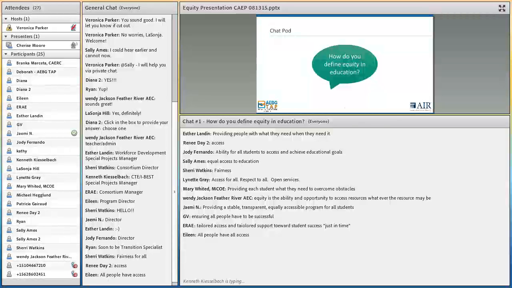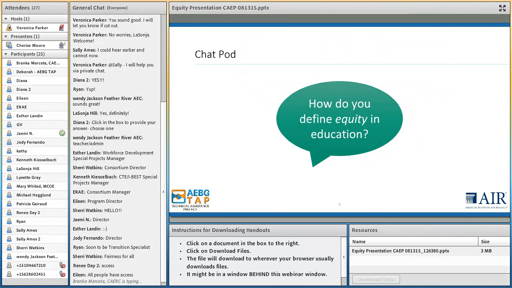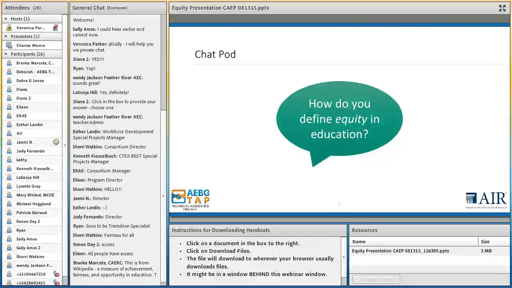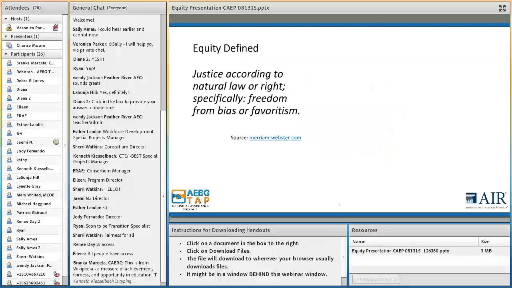I am going to move us along to one way of thinking about equity that takes into account much of what you shared. Someone looked it up on Wikipedia. Thank you, Bronca. Equity. All right, according to Merriam-Webster: justice according to natural law or right, specifically freedom from bias or favoritism. Freedom from bias or favoritism.